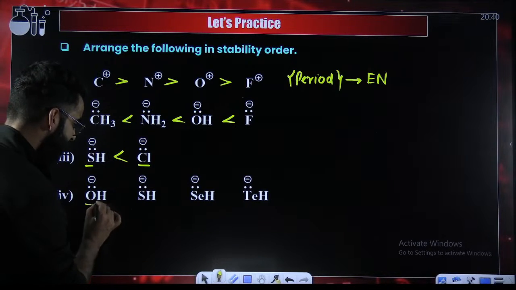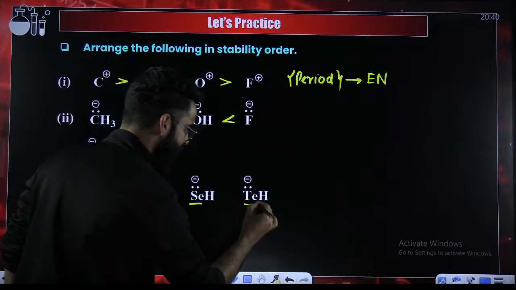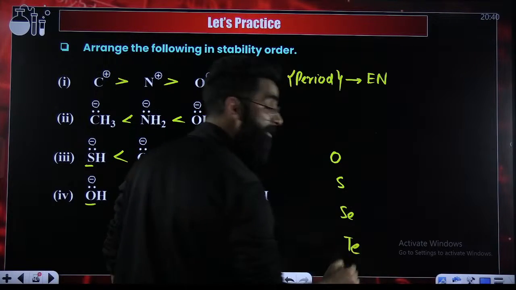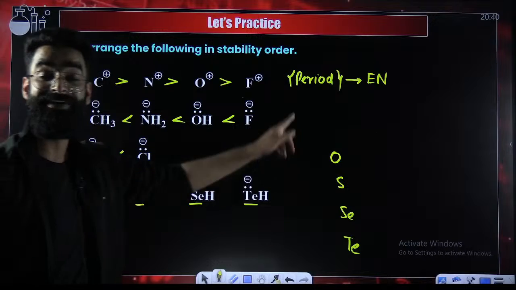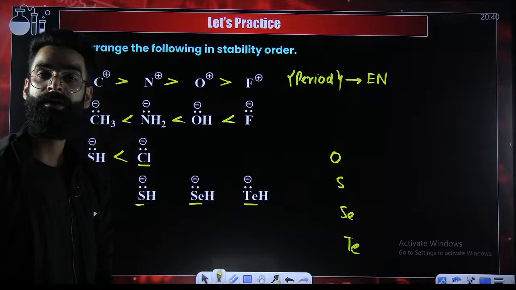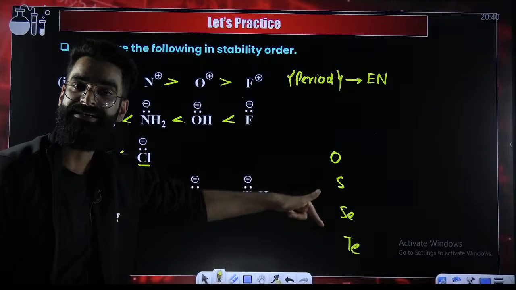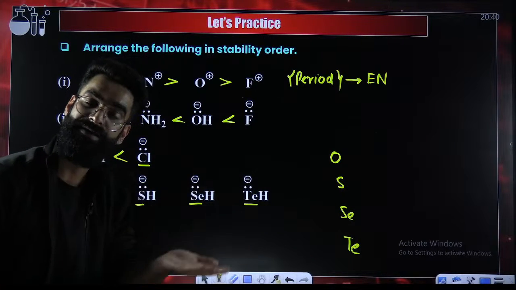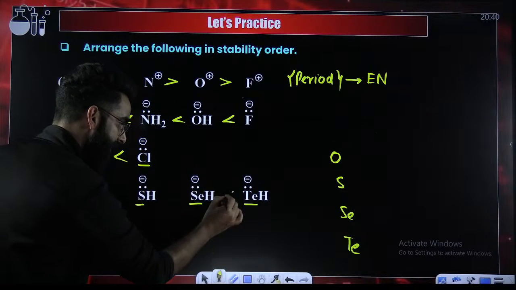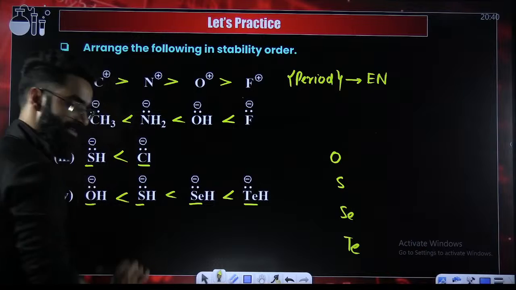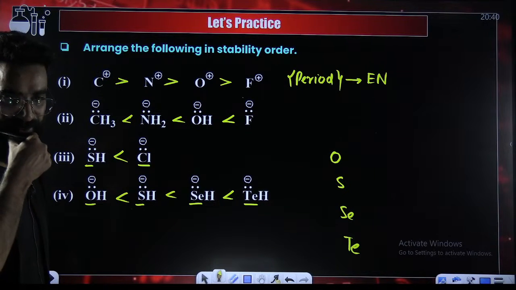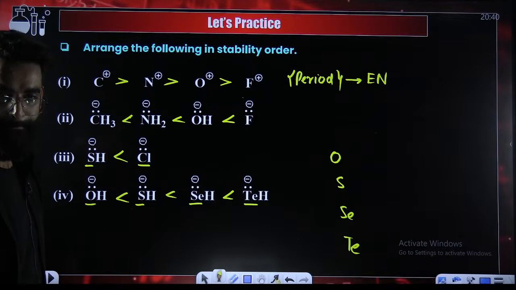Similarly, people, oxygen carrying negative, sulfur carrying negative, Se carrying negative, Te carrying negative. Oxygen, sulfur, Se, Te, they belong to the same group. You'll be giving your answer as per VCD. On moving from top to bottom, size increases. If size increases, volume charge density decreases. Stability increases. So negative charge is more stable here, followed by this, followed by this. I believe you can easily solve these sort of questions from now onwards. Right, people?